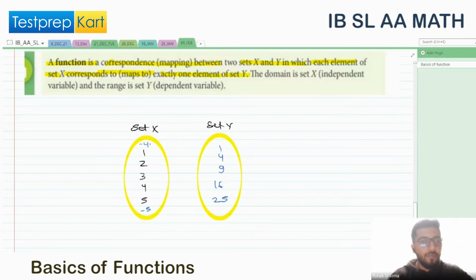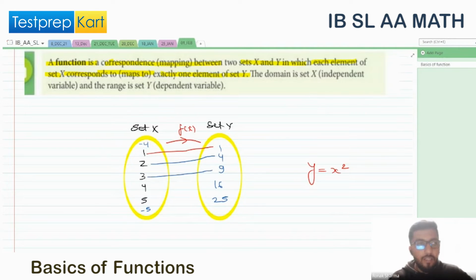Now you can see that if I have the function of this form, that is y equals x square. This is the function f(x). So what is the function doing? It is mapping the values of x, or basically elements of the set X, with the elements of the set Y. Now if y equals x square, should I map 1 with 1? Yeah. 2 with 4? Yeah. Because 2 square is 4, 3 square is 9, then 4 square is 16, but also minus 4 square is 16. Similarly, 5 square is 25 and minus 5 square is 25.